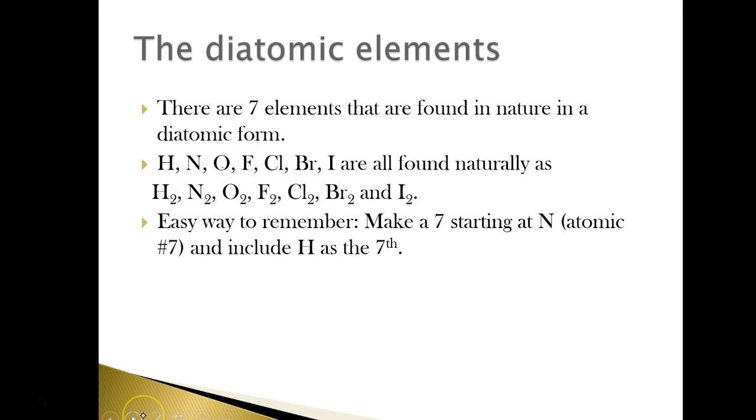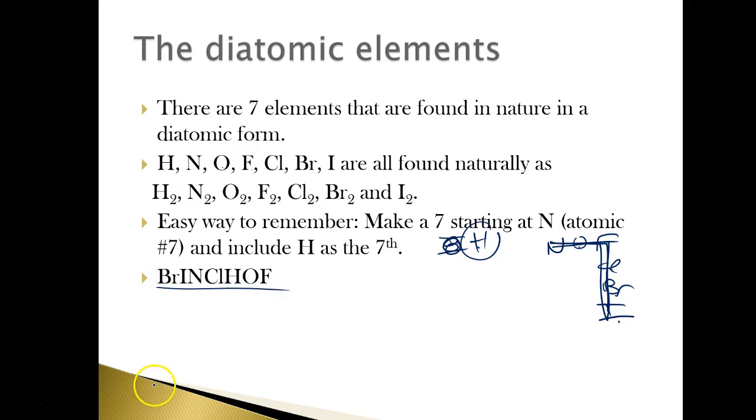Okay, there's a couple of ways to remember them. If you look on your periodic table and you make the number 7, like this, starting with nitrogen, oxygen, fluorine, chlorine, bromine, iodine, and then throw in hydrogen. There are 7 of them. 1, 2, 3, 4, 5, 6, 7. And 6 of the 7 make a number 7 on the periodic table if you include hydrogen. That's one of the ways. The way I usually refer to it is I refer to them as Brinkelhoff elements. The Brinkelhoff elements exist doubled up.